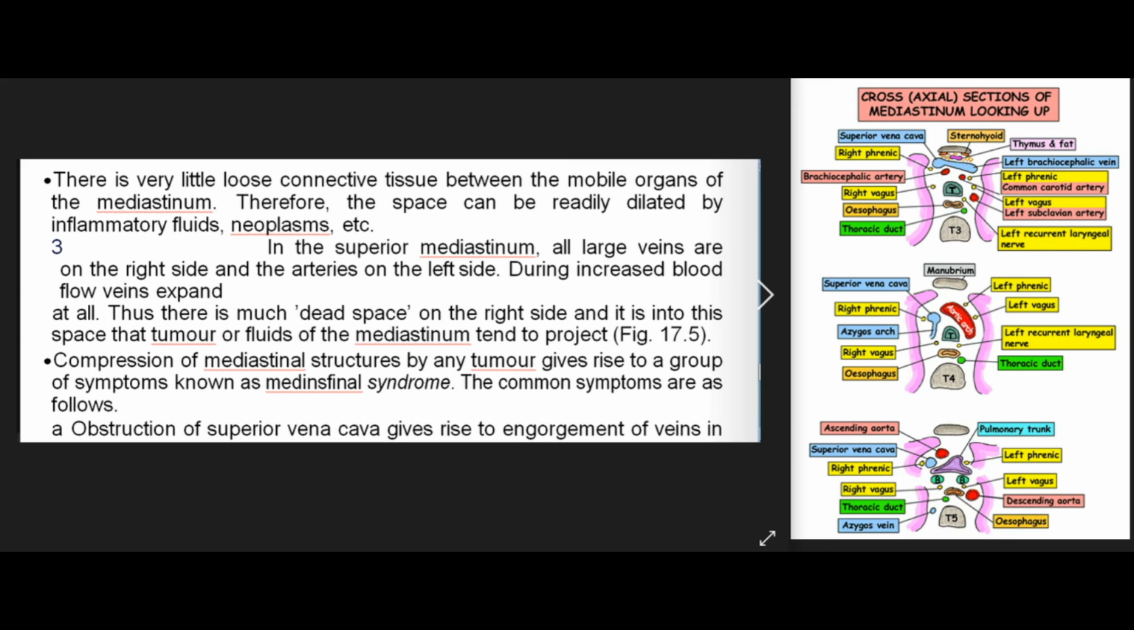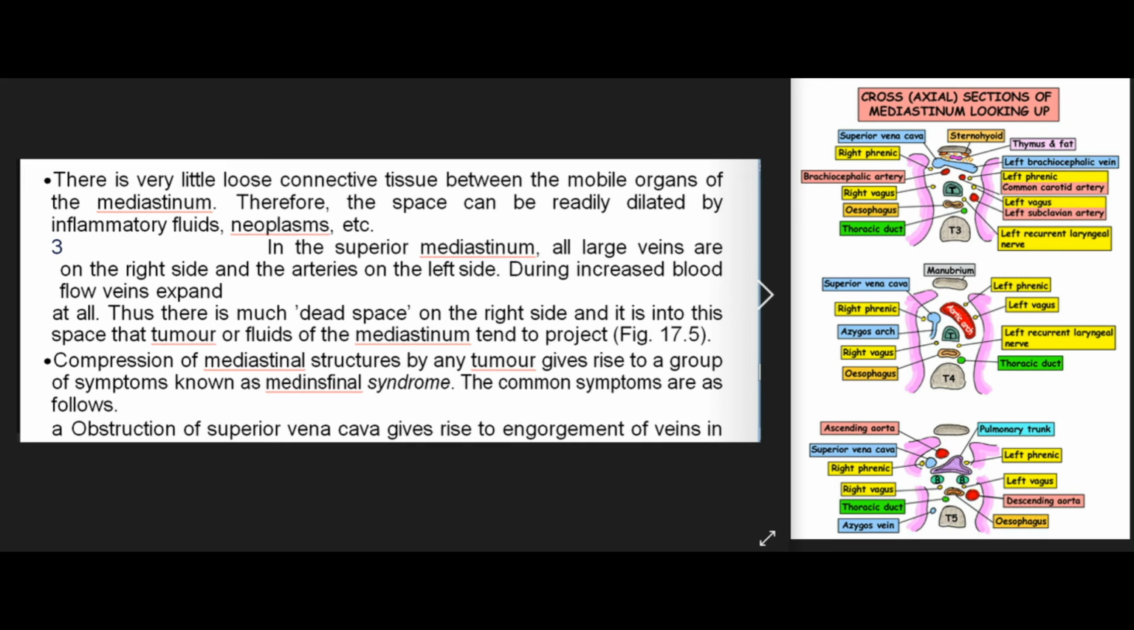In the superior mediastinum, all large veins are on the right side and the arteries on the left side. During increased blood flow, veins expand but arteries do not. Thus there is much dead space on the right side, and it is into this space that tumors or fluids of the mediastinum tend to project, Fig 17.5.